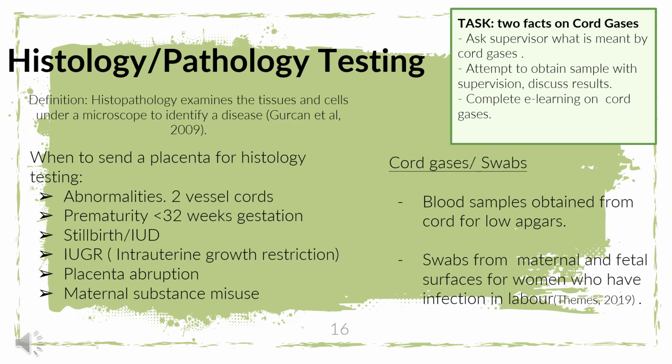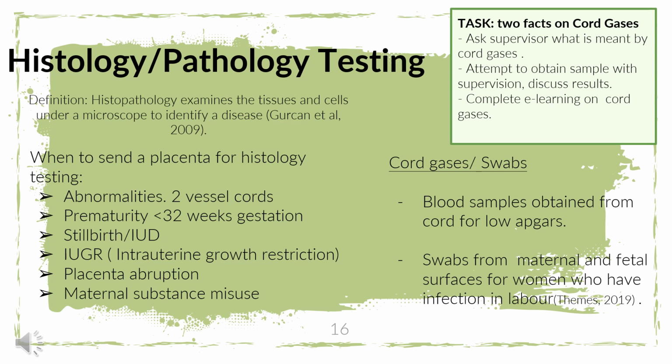However, some reasons to send a placenta to histologists could be any of these. So stillbirth, late miscarriage, prematurity, intrauterine growth restriction, which is also known as small babies, twins, placental abruption, maternal substance misuse, and 2 vessel cords, as we discussed before. Be sure to check your trust guidelines to see the list of reasons as to when to send a placenta for histology testing.